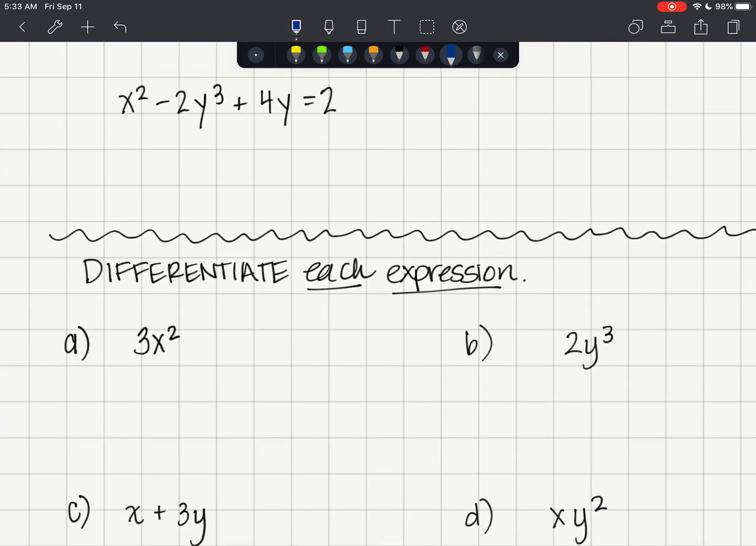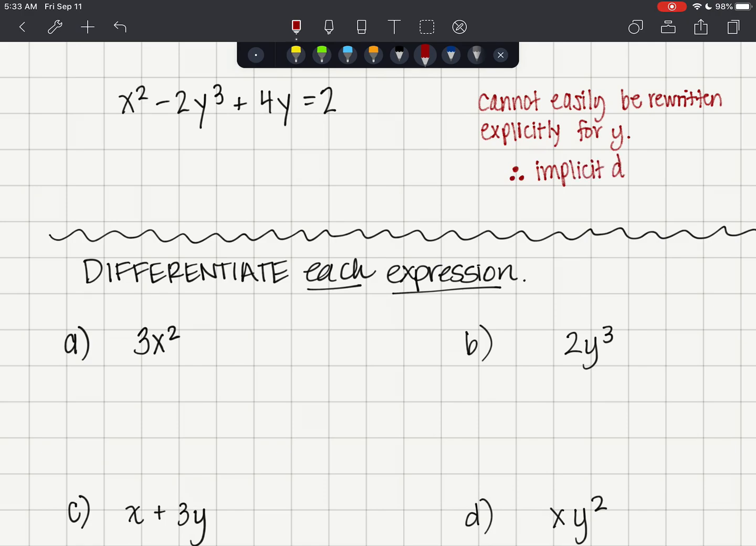So you're probably saying, okay, well, what the heck? Why do we need implicit differentiation? Why are we even doing this lesson? Well, here you go. You cannot easily rewrite this equation. So this equation cannot easily be rewritten explicitly for y. So what do we do in these situations? This is where we need what we call implicit differentiation.